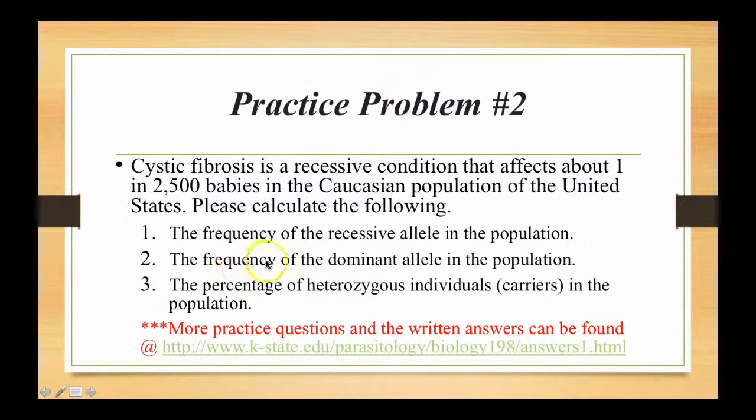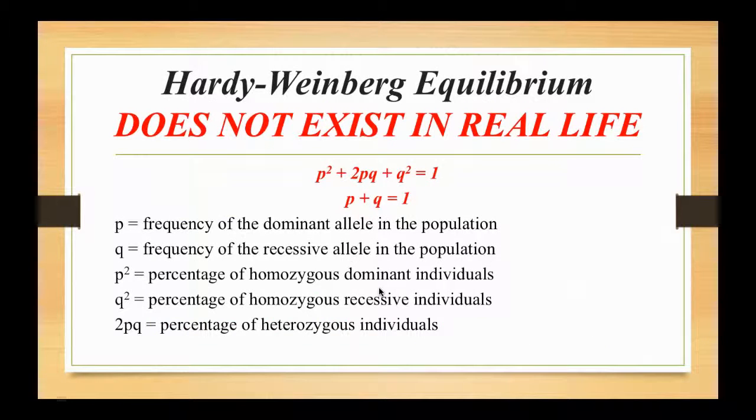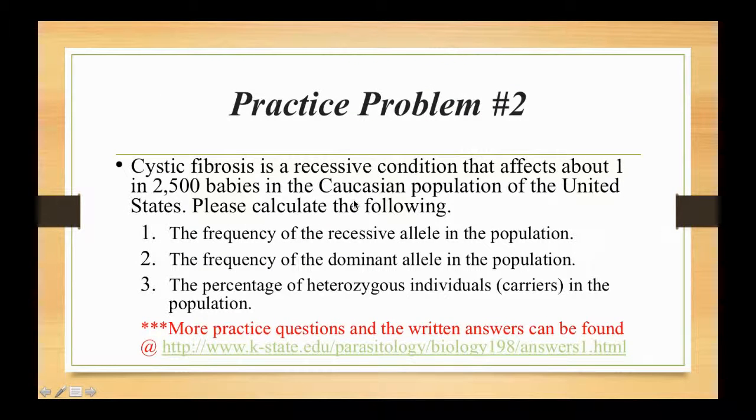And then the frequency of the dominant allele is pretty straightforward. Like the first problem, all we have to do is subtract from 1. So 1 minus the recessive allele, 0.02, gives you p. The dominant allele in the population is 0.98, which is 98%. That's pretty big, but that's what it is. So the frequency of the dominant allele is 0.98 or 98%.